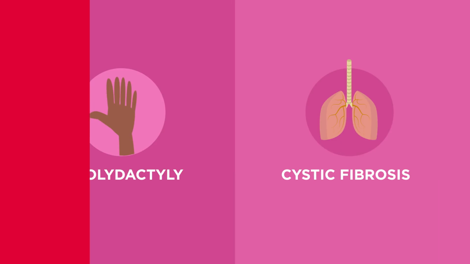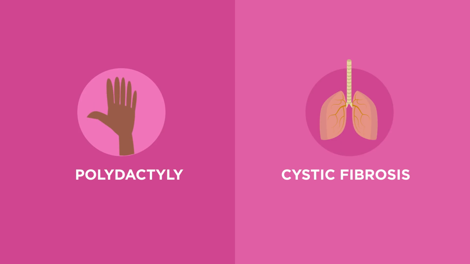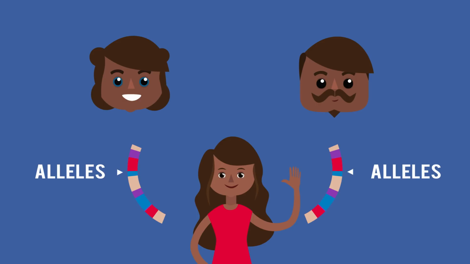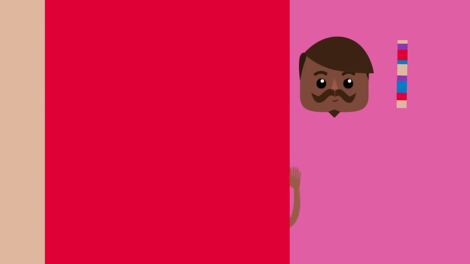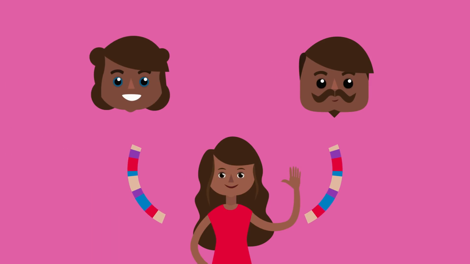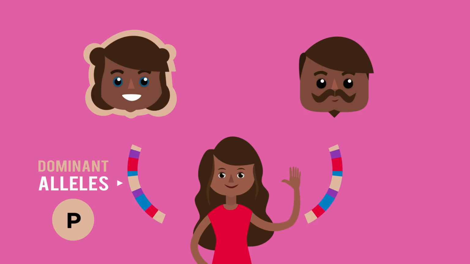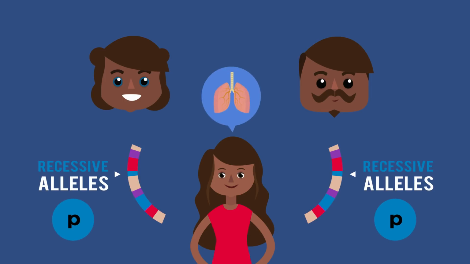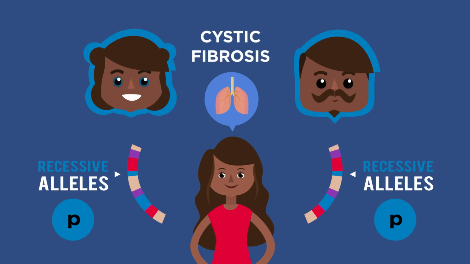So there we have a few examples of inherited genetic disorders. These are inherited from your parents, resulting from certain alleles your parents have been carriers of. Sometimes genetic disorders are caused by dominant alleles, like polydactyly, so it can be inherited from one parent. And others are caused by recessive alleles, like cystic fibrosis, so both parents need to carry the allele.